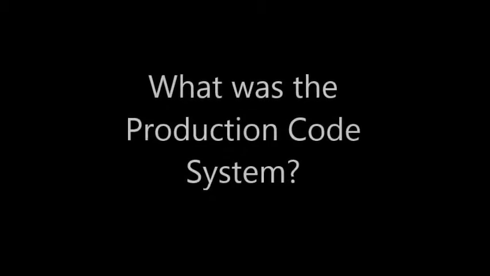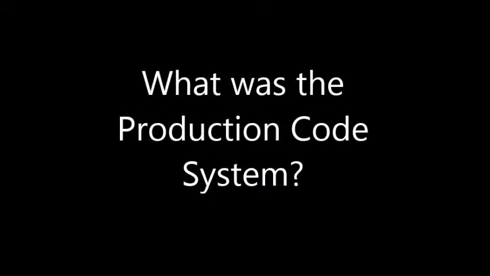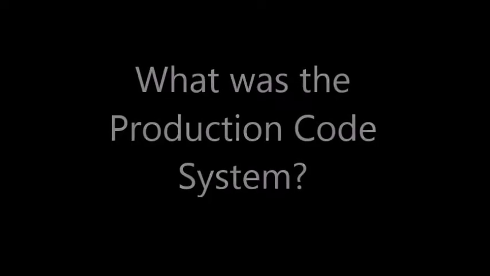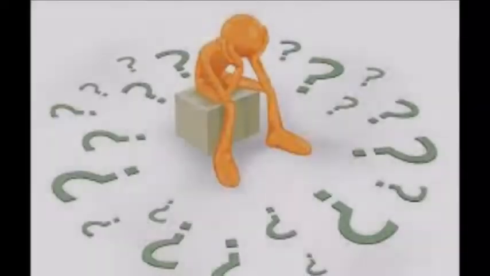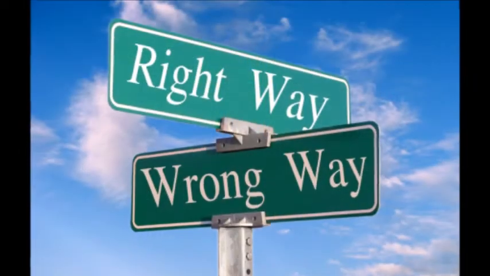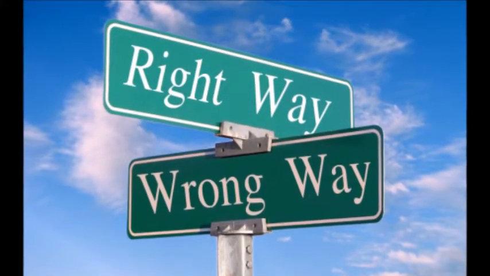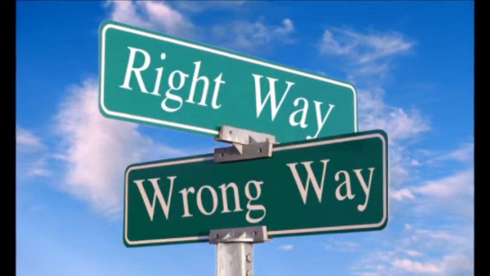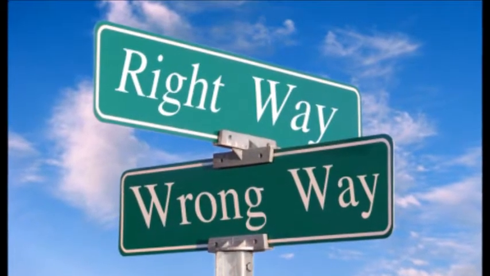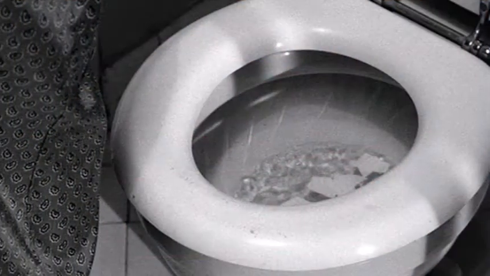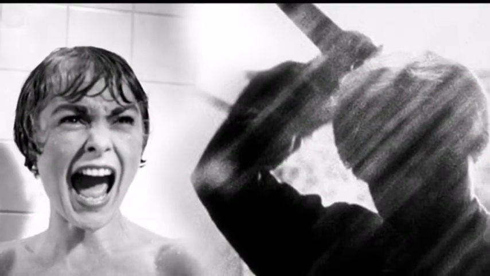To understand why the system was changed, we must first understand what the production code system was. The production code system was a deliberate attempt by the MPA to rate, hinder, and remove content from films that they believed was morally wrong or sinful. The code had many flaws. These included wrongful censorship of items such as flushing papers down the toilet in the film Psycho, but allowing a murder to occur in the same film.